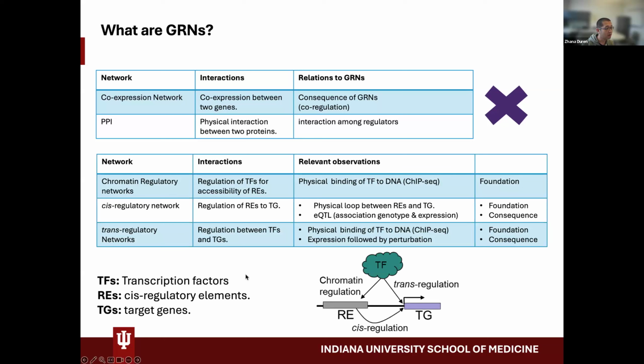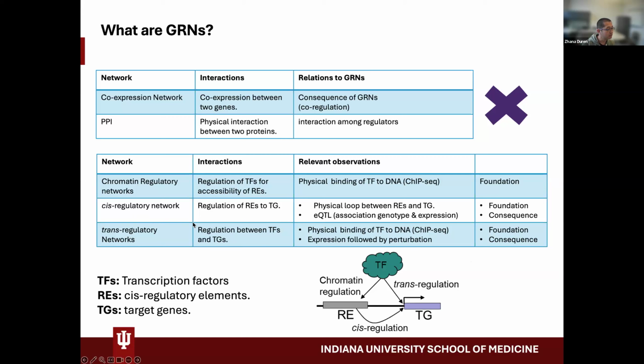And the GRN we're talking about here has three types of node: TF, element, and gene. And they have three types of edge. TF regulating RE is called chromatin regulation. We cannot measure this directly, but we can have physical binding of TF, like ChIP-seq data can tell us which TF binds to which RE. Binding is a foundation. If they do not bind, of course they don't regulate. But binding doesn't mean it really regulates. Even if you perturb the transcription factor, we may see no change in the RE. That is very common.